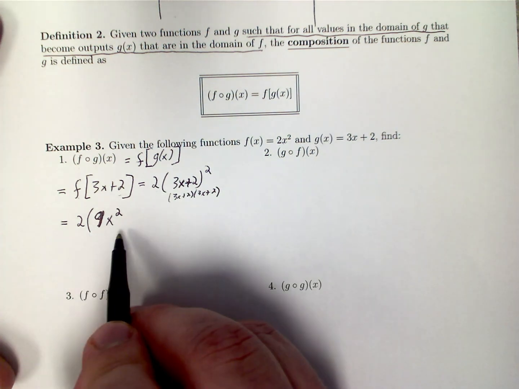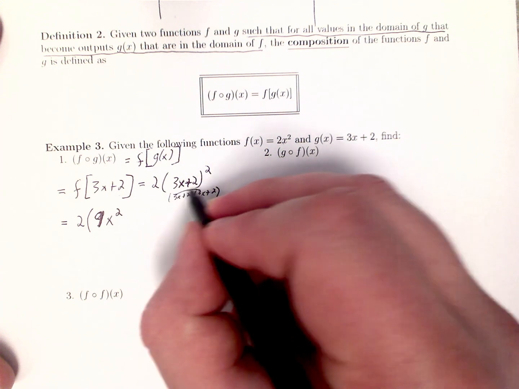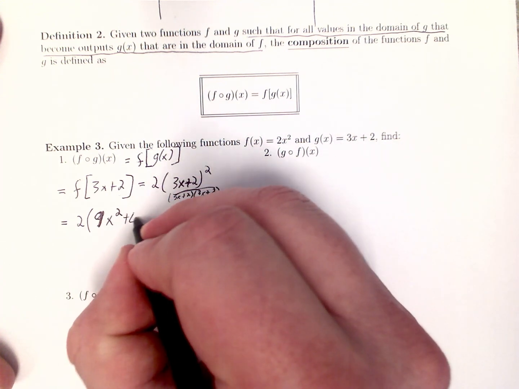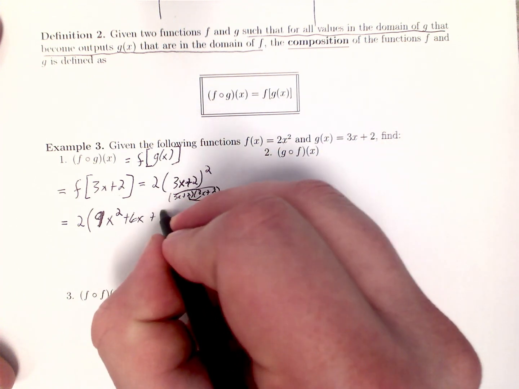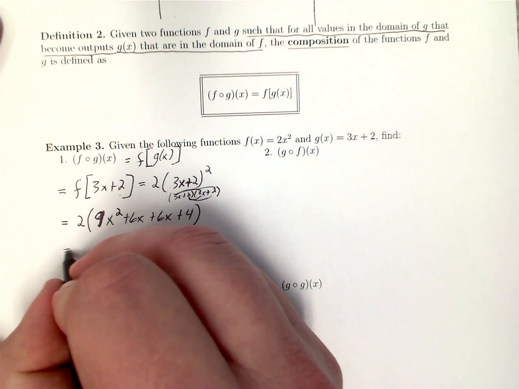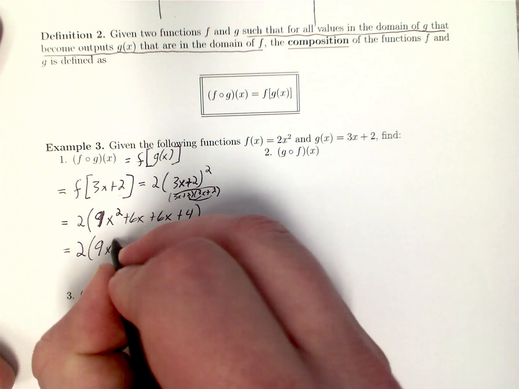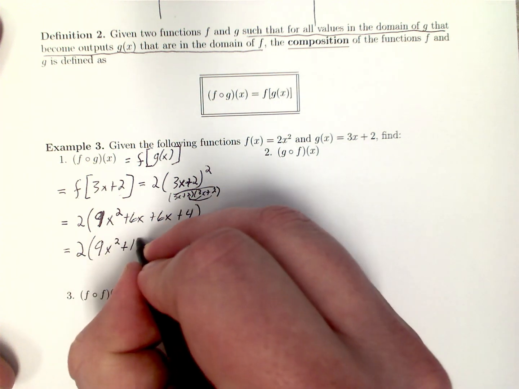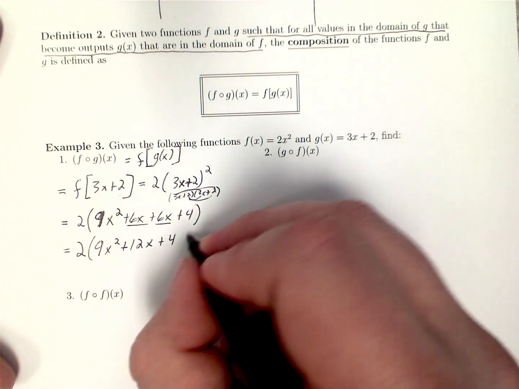So I'm just doing that down here. So 9x squared, 3x times 2, that's 6x. Then 2 times 3x, and then 2 times 2, so plus 6x plus 4. And we're left with 2 times 9x squared plus 12x plus 4. So we just combine those.